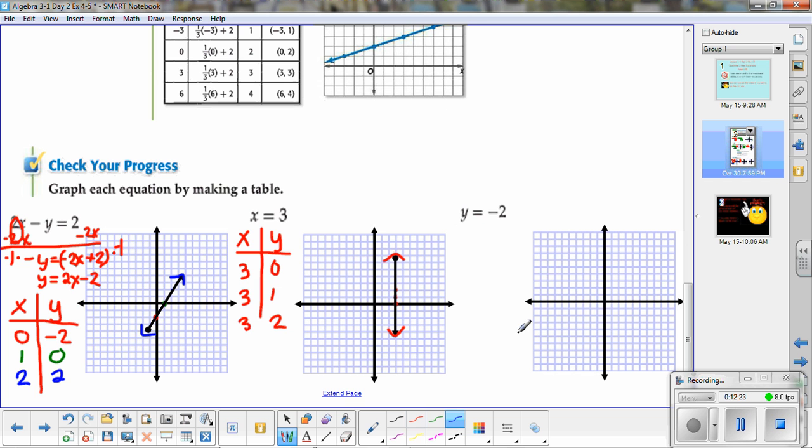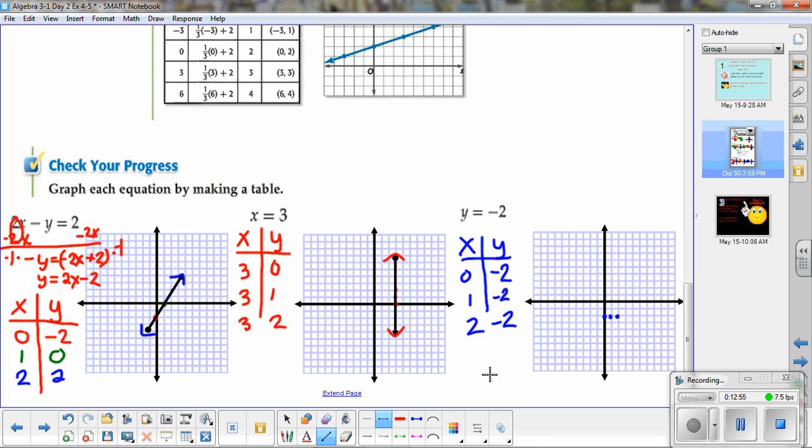And then our last example, y equals negative 2. That means it doesn't matter what x is, doesn't matter what I plug in for x, y is always going to be negative 2. So if I go to graph these points, 0, negative 2, 1, negative 2, 2, negative 2, you're going to end up with a horizontal line that goes through the y-axis at negative 2.